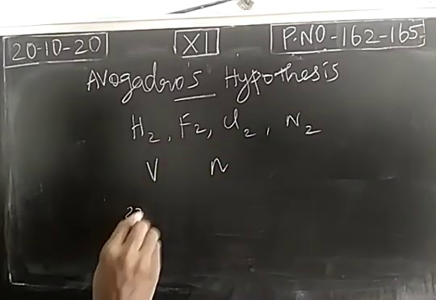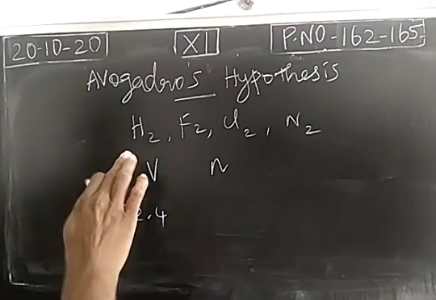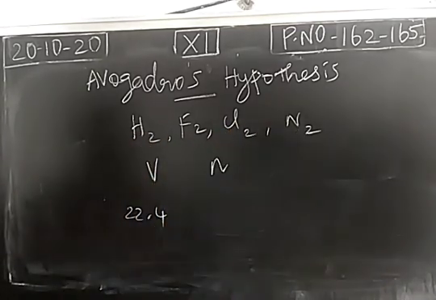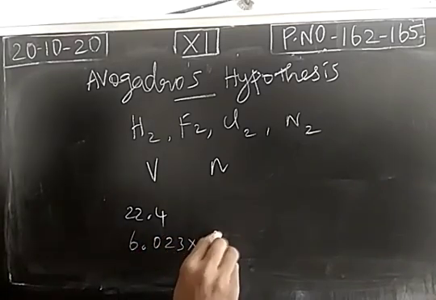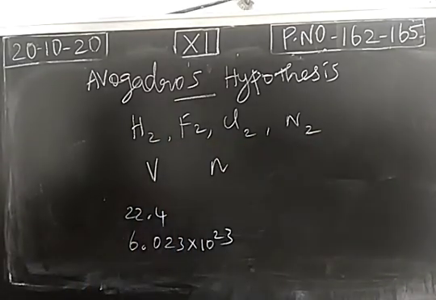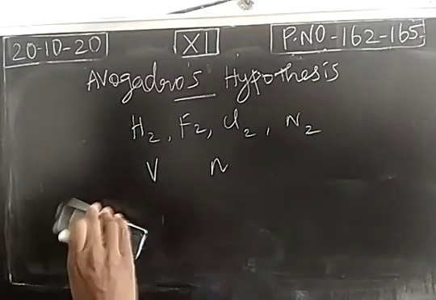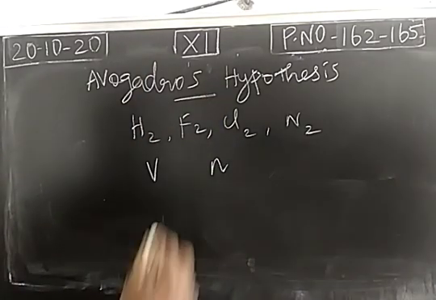For example, if you take 22.4 liters of hydrogen, fluorine, chlorine, or nitrogen, all these gases will contain exactly 6.023 into 10 power 23 molecules. So this is Avogadro's hypothesis: equal volumes of all gases under the same conditions of temperature and pressure will have an equal number of molecules.